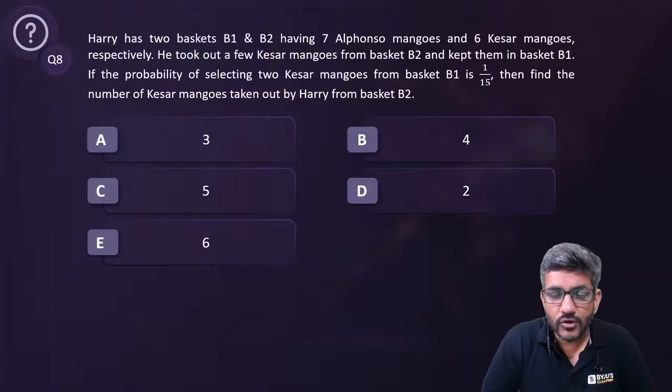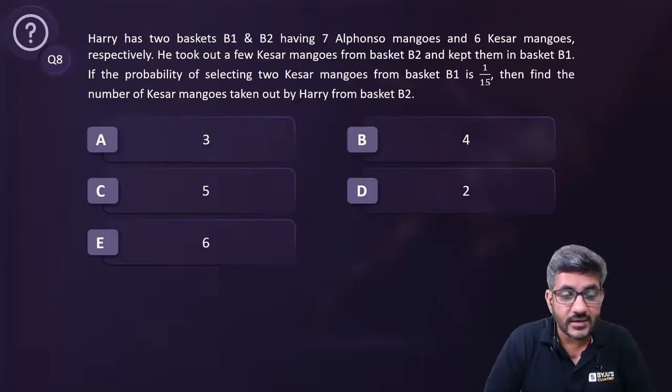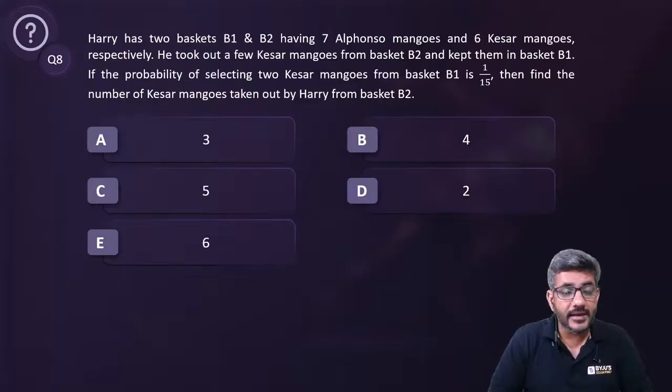We are just 3 more questions away from the end of this session now. It is question number 8.